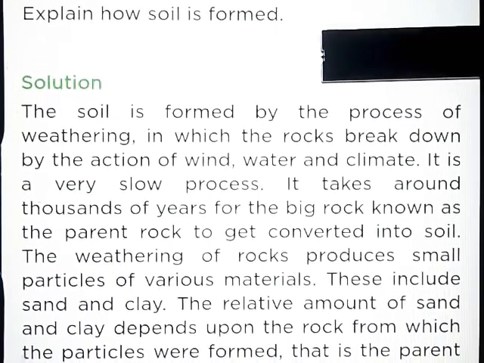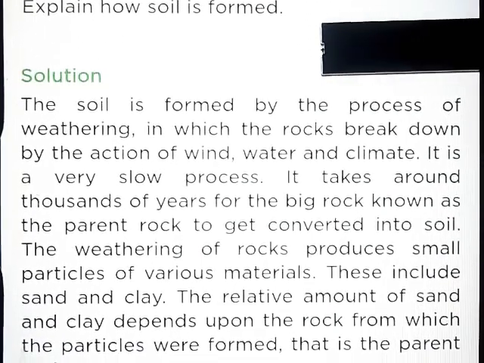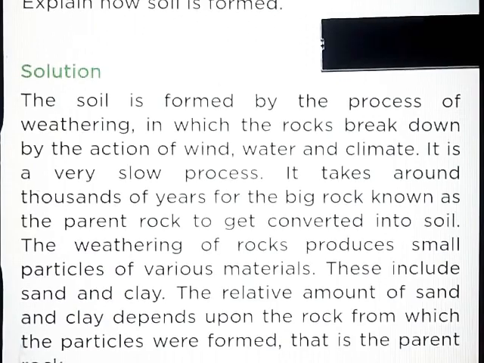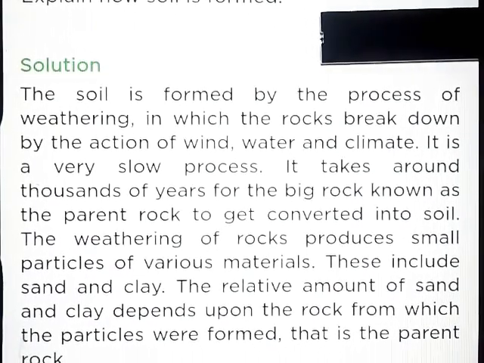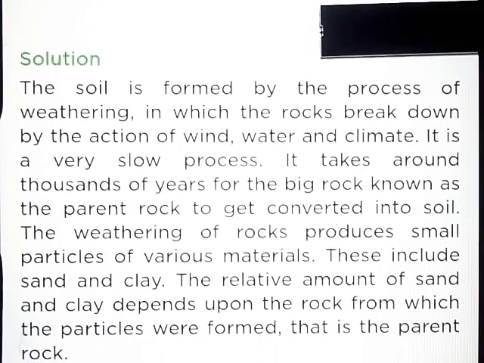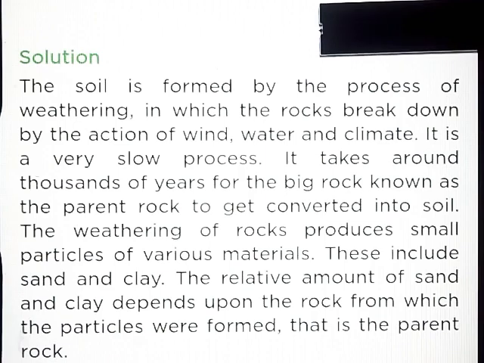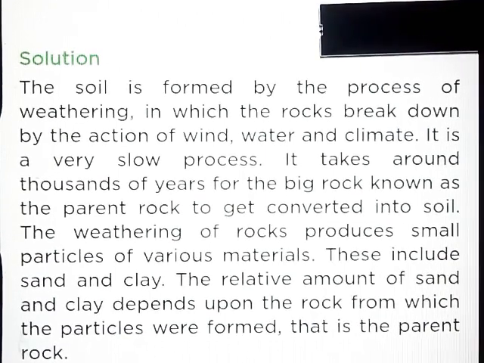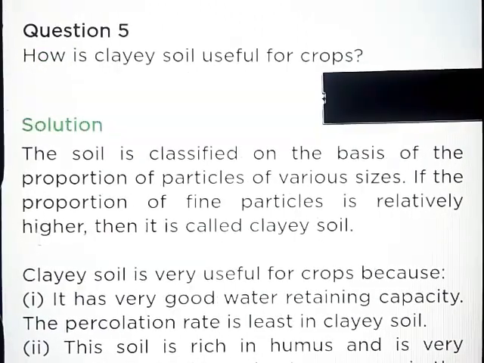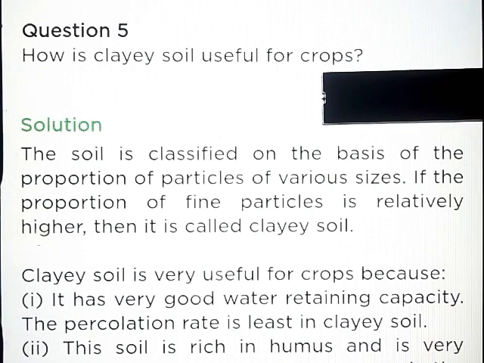The weathering of rocks produces small particles of various materials. These include sand and clay. The relative amount of sand and clay depends upon the rock from which the particles were formed, that is the parent rock. Question number 5. How is clay soil useful for crops?